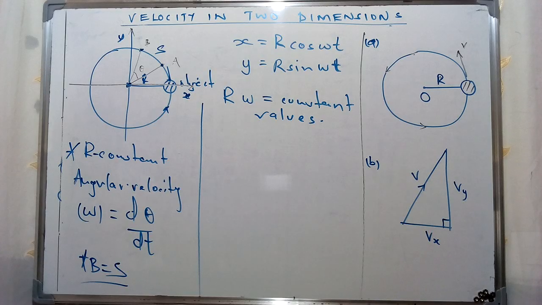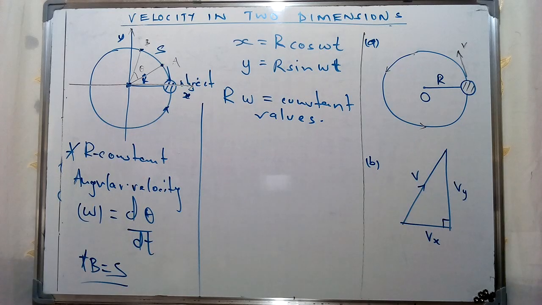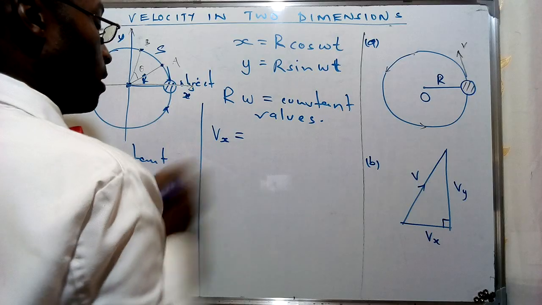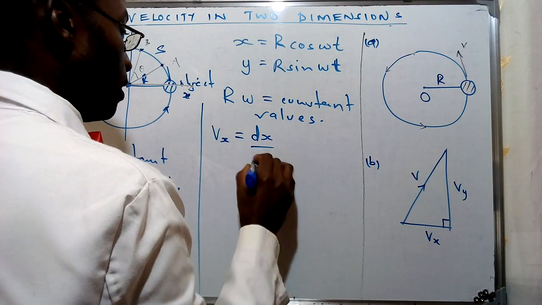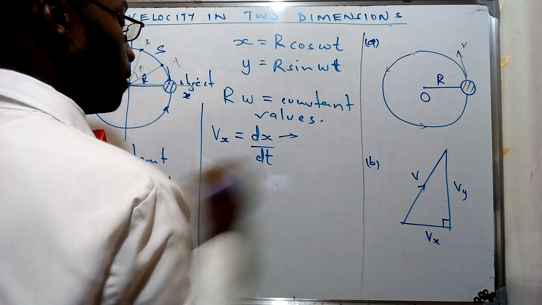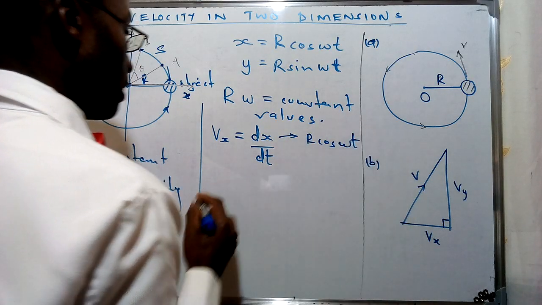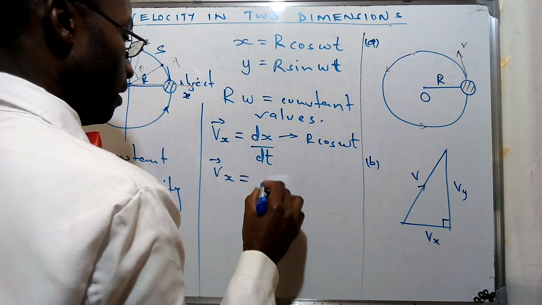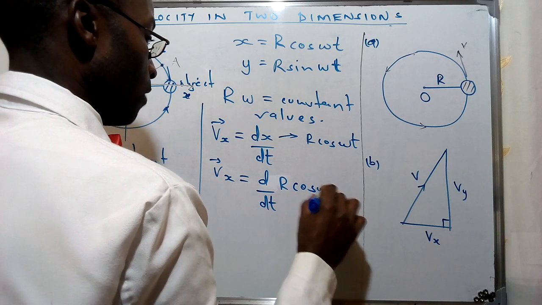And therefore, we can find the velocity components along the x and y by considering the respective displacements, whereby we're going to have vx, which is the velocity component along the x-axis, given as dx over dt. So that's the first derivative with respect to time, whereby we have the x component given as r cosine omega t.